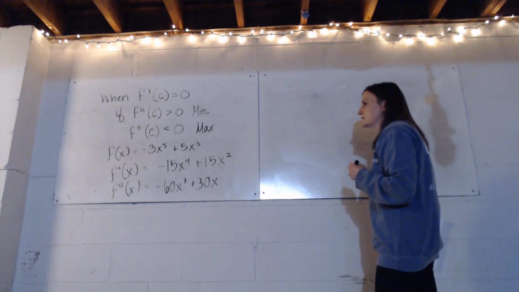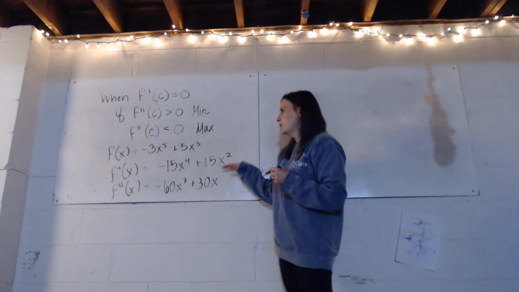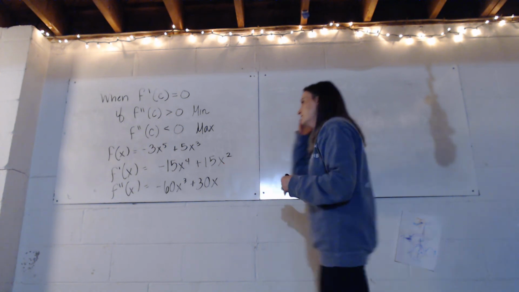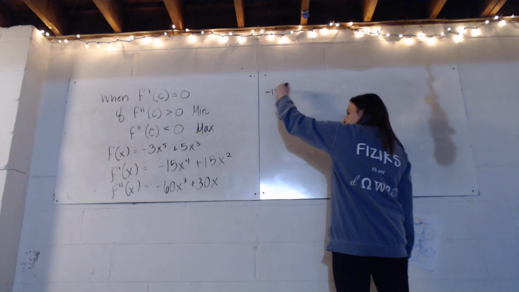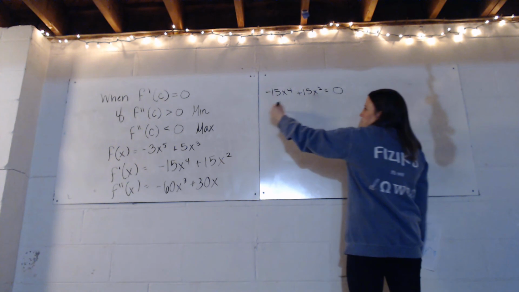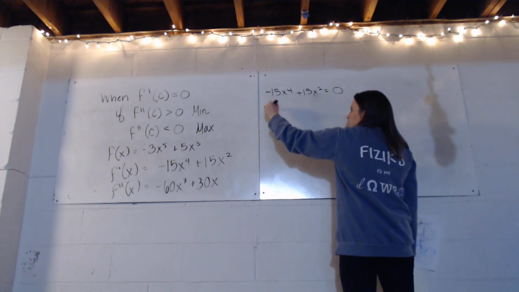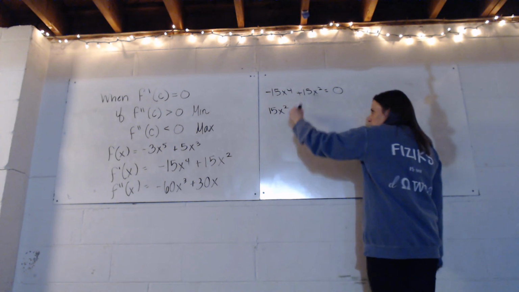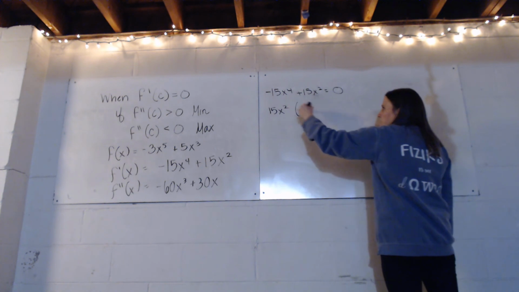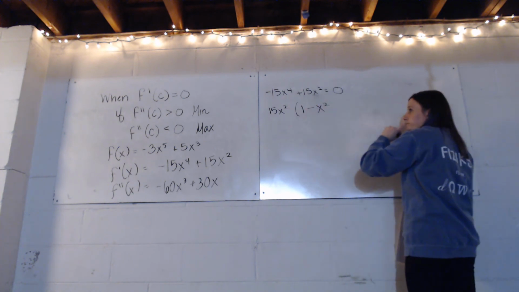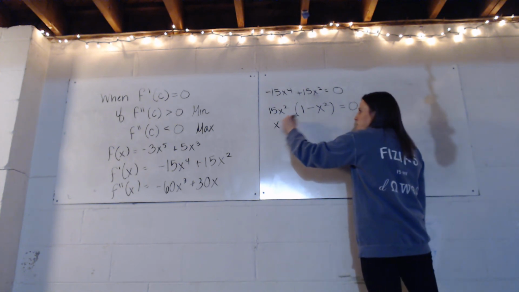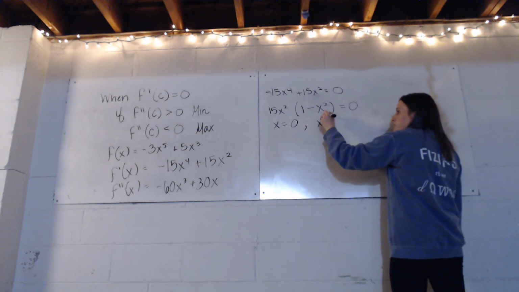Okay, so to use the second derivative test, first I'm going to find those critical points, the places where the first derivative is 0. So where is negative 15x to the 4th plus 15x squared equal to 0? Clearly I can factor out a 15x squared, which leaves me with, I'm going to switch the order here, 1 minus x squared is equal to 0. And so this gives me critical points at x equals 0 and at x equals plus or minus 1.